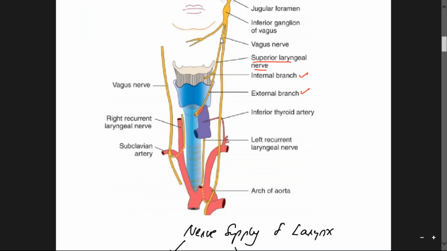Now coming to the superior laryngeal nerve. This is the superior laryngeal nerve here. It is giving two branches. One penetrates the thyrohyoid membrane; this is the thyroid and this is the hyoid. It penetrates the thyrohyoid membrane and goes inside. Whereas this one does not. This is the external branch and this is the internal branch. The external branch supplies the cricothyroid muscle, which is also an interesting muscle of the larynx.